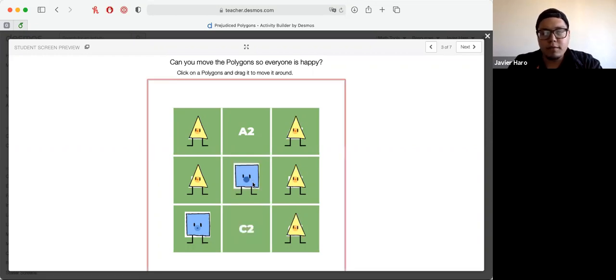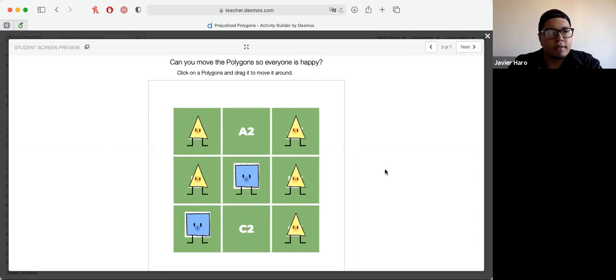So who can help me out and see if we can get all the polygons to be happy? All right, AJ, I did see your hand. So let's call on AJ and see what happens. AJ, give us some ideas.